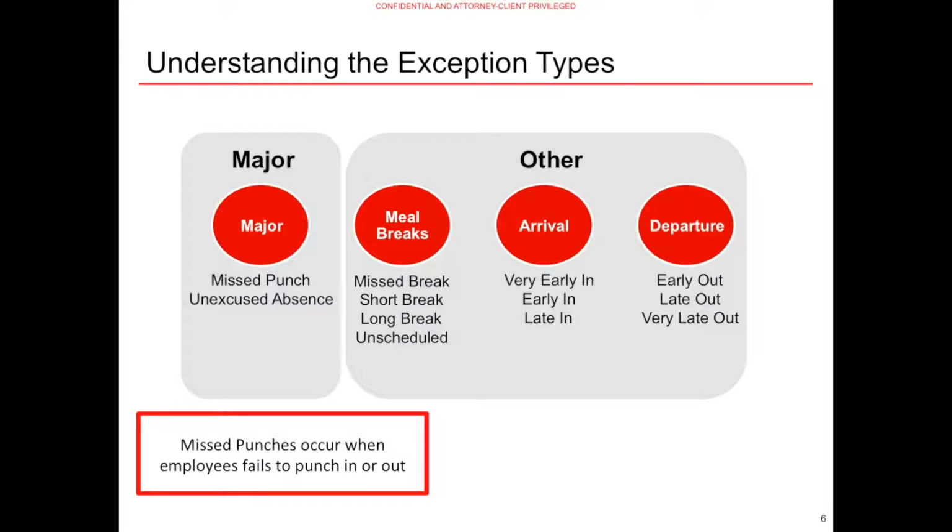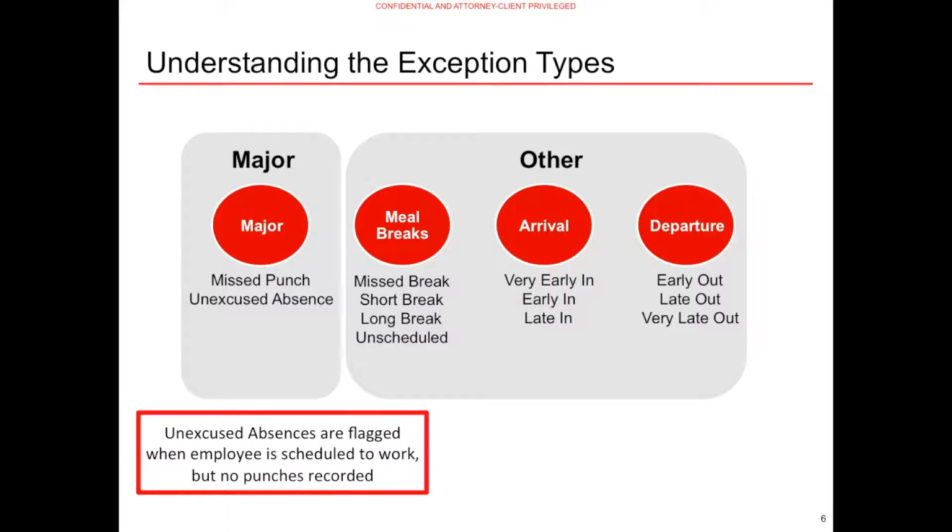Before making edits to an employee's time card, you must obtain employee consent and fill out the time record, edit, and authorization form located on the GOE website accessed through the Labor Management Help link in Kronos. Unexcused absences are flagged when an employee is scheduled to work, but no punches were recorded. Unexcused absences must be reviewed to ensure time cards account for all employee time worked.